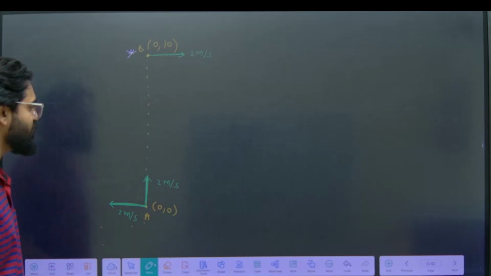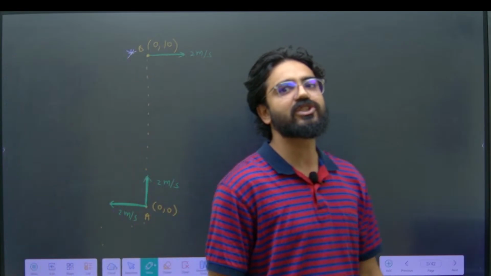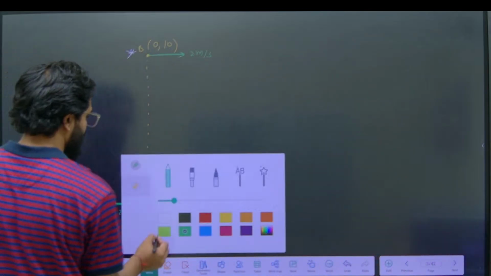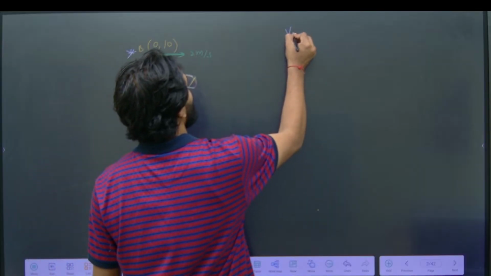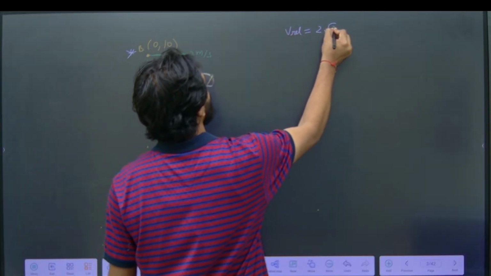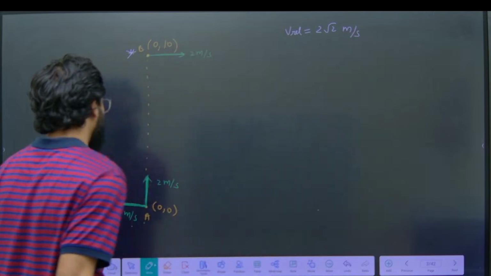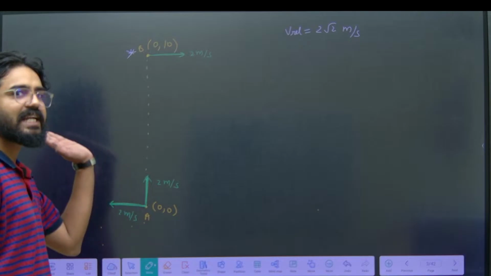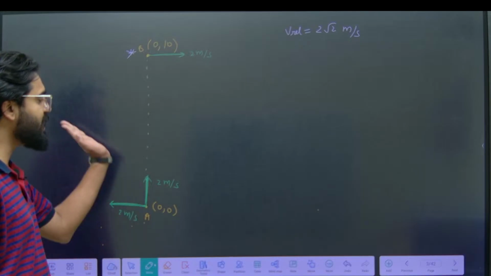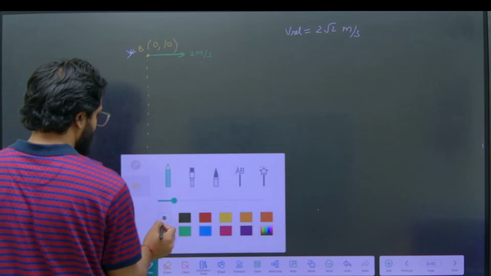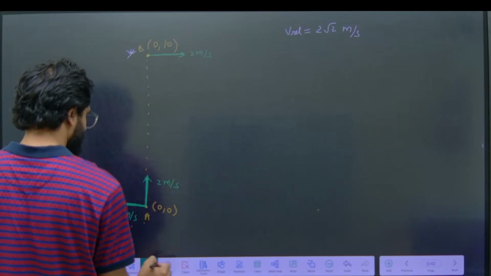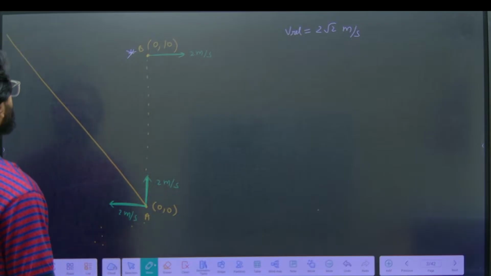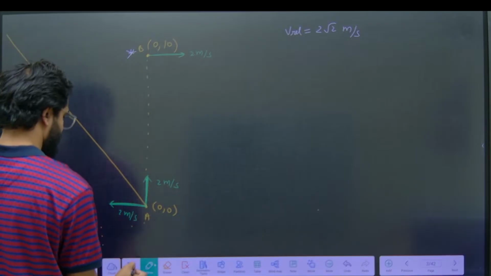So in the relative frame, we can clearly see V relative is 2 root 2 because both of the velocities are perpendicular to each other. Yes or no? Correct. So the first point is V relative is 2 root 2 meter per second. If they are perpendicular to each other, can we say that the resultant will be at 45 degrees to both of them, correct? So this will be at 45 degrees.